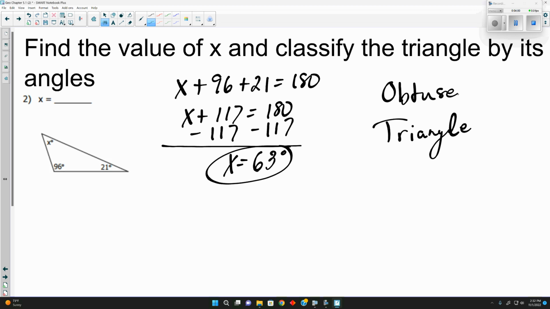It would be obtuse. Do we know the measures of any of the side lengths? More than 90, because an obtuse angle is between 90 and 180. So as soon as we have one angle that's between 90 and 180, it's obtuse. Because for acute, we need three acute angles. For right, we need one right angle. For obtuse, we need one obtuse angle. And for equiangular, we need three angles that are the same.